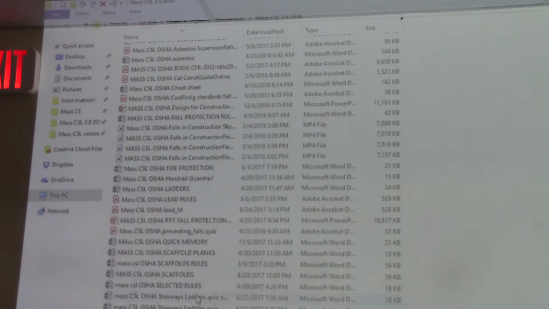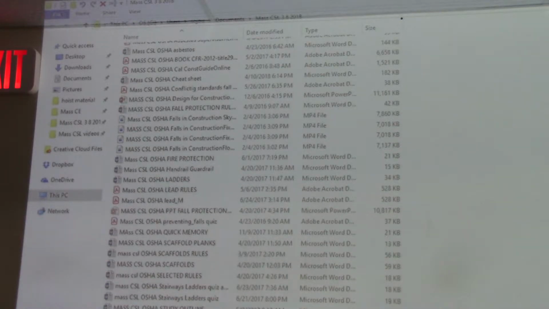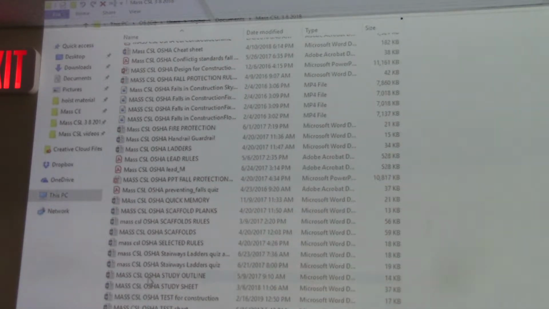So we're going to go over that quickly and mark it up for the stuff that comes up on the exam that's out of this chapter. Let's see, is it in the study sheet? Or the study outline?